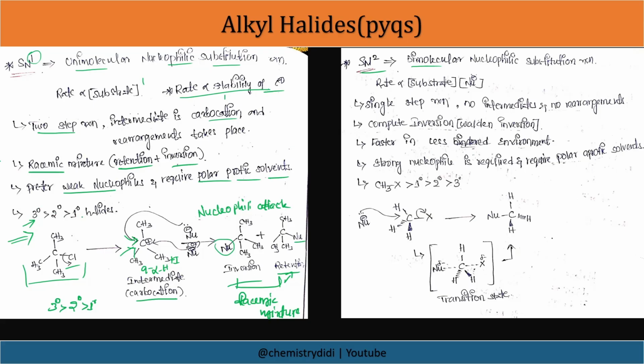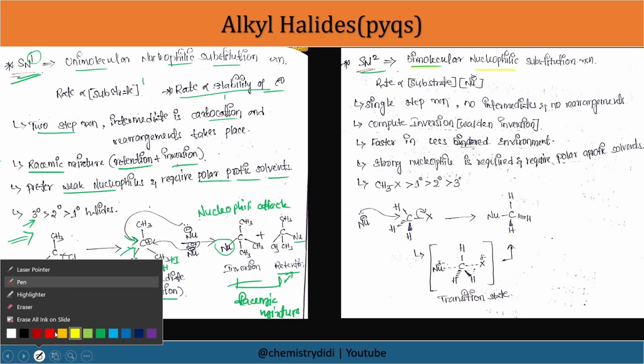Because if it is a tertiary halide, it forms a tertiary carbocation. That is the reason why the order of the rate of reaction is this. So I hope you have understood this SN1 clearly. Now let's try to understand this SN2. Okay, so here SN2 is a bimolecular nucleophilic substitution reaction.